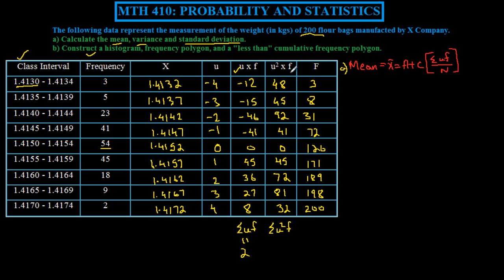Then we have u squared times f. We're going to need this to calculate the variance, which is 456. Now the mean of u is simply 2 over 200, but we don't want the mean of u, we want the mean of x. X bar is equal to a, which is 1.4152, as I explained earlier, plus 0.0005 times net uf over n, 2 over 200.